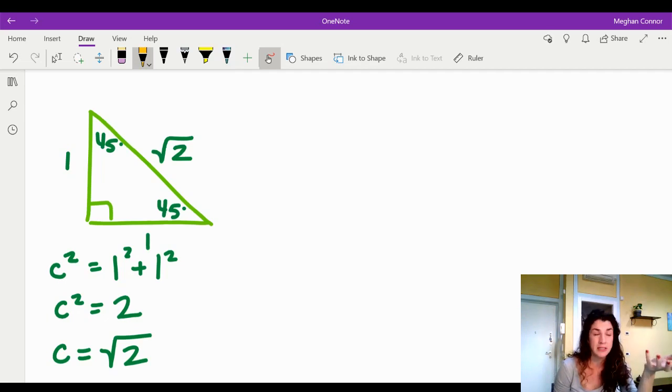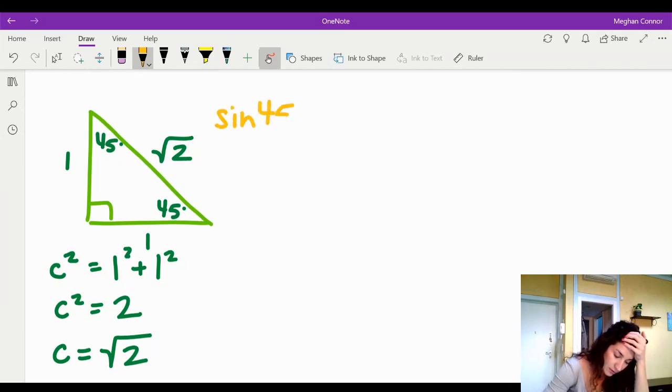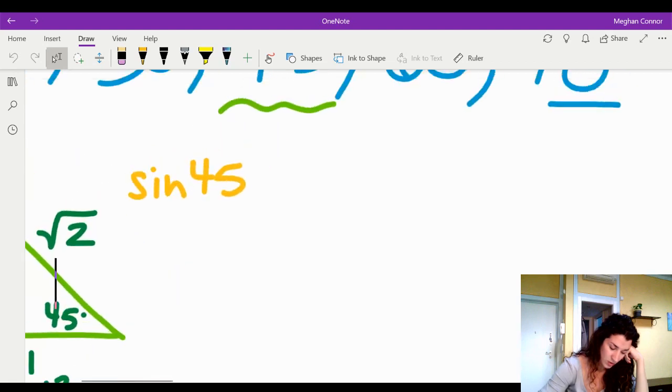If we're talking about side lengths of right triangles and the relationships of their side lengths, if you have a 30-60-90 right triangle, all 30-60-90 right triangles are similar to each other, meaning that the ratios of their side lengths are proportional, okay? Which means that they would all simplify down to the same fraction or the same number. So sine of 45 is going to be 1 over square root of 2.